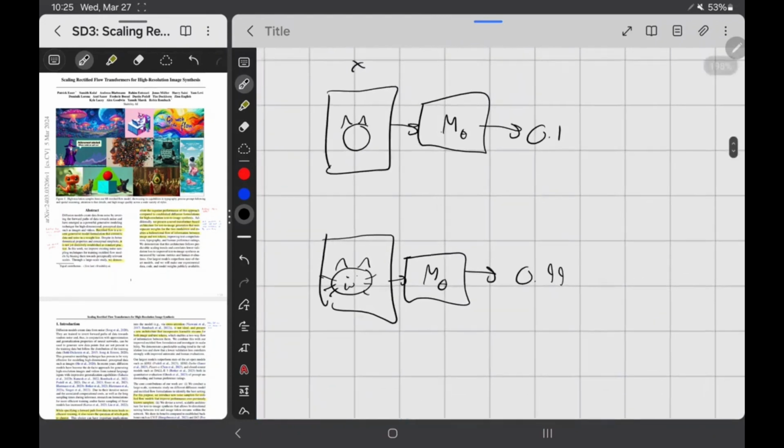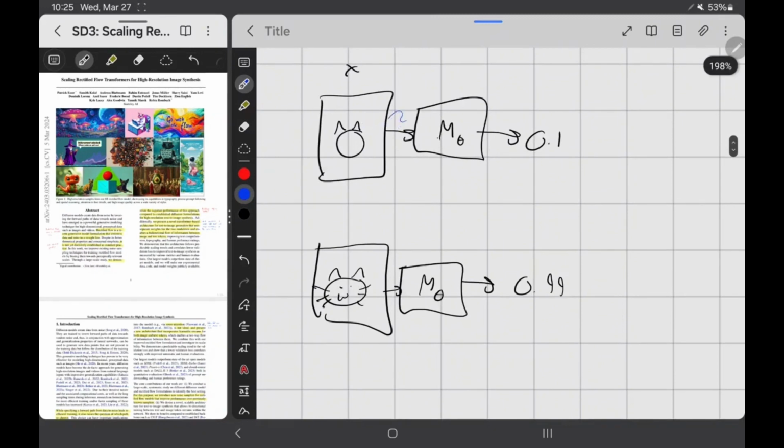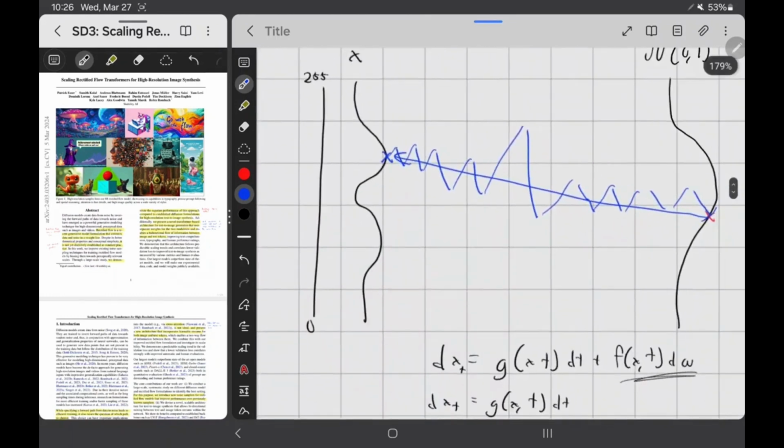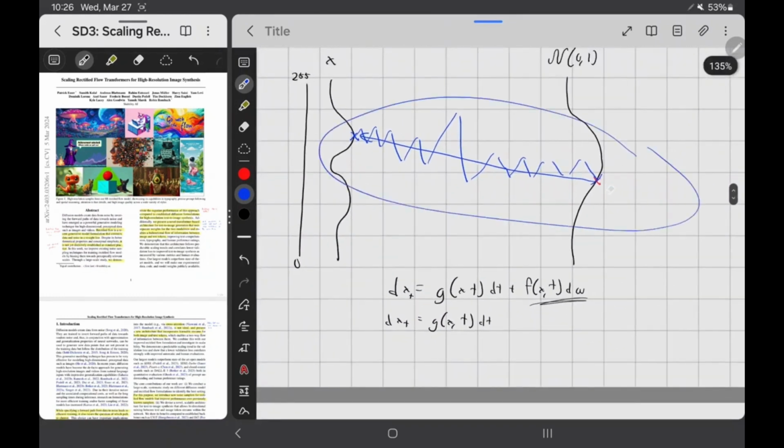So say we're right here. What we can do is take the gradient of this value, the output probability, and we want to maximize that. So we take it with respect to the image, and we can change the pixel values to maximize this. So that's essentially what score is, if you've heard that before. And that kind of is what the original formulations were with the ODE and SDE.